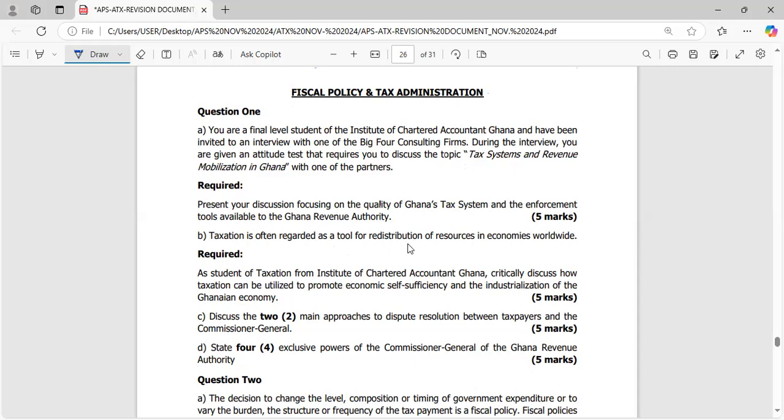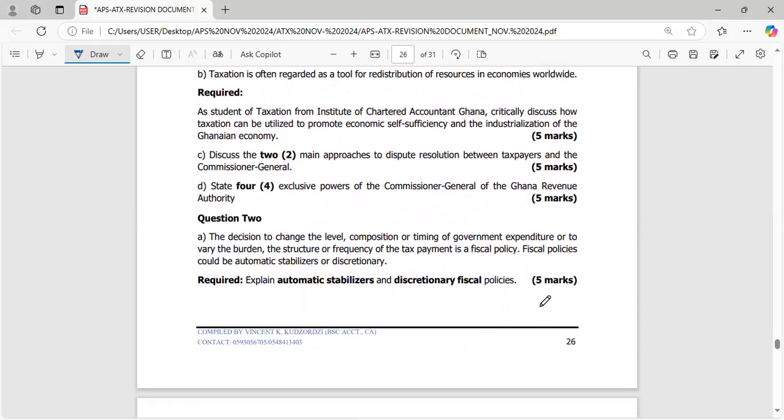Discuss two main approaches to dispute resolution between taxpayers and the Commissioner General. What are the approaches? So one is the administrative approach, and the other one is the judicial approach. So administrative approach, that's what I've just elaborated. When you are not okay with the objection, you apply to the Commissioner General. You object to the decision. Then you go through the process. Then the latter part is the court system. Then you go to court. So those are the two main approaches: the administrative approach and the judicial approach. Exclusive powers of the Commissioner General. What are the powers of the Commissioner General?